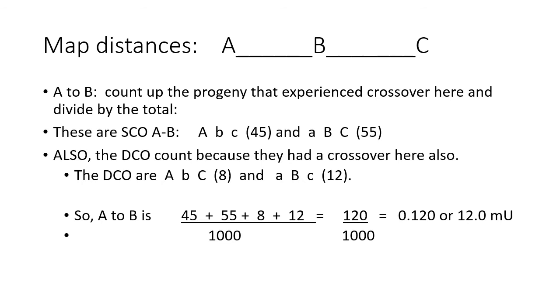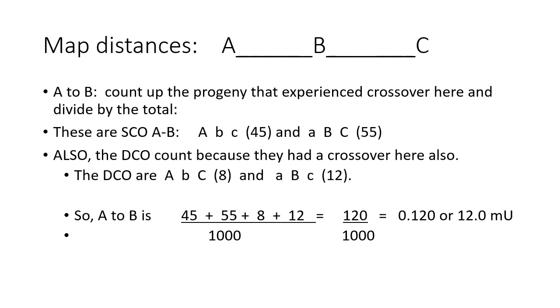Okay, so here's our map. From A to B, we count up all the progeny that experienced a crossover here, and then divide by the total. So these are certainly the single crossovers between A and B. Those are the big A, little b, little c, which is 45, and the little a, big B, big C, 55. But it doesn't seem fair, but you have to also count the double crossovers, because they had a crossover between A and B also. They also had a second one, but we have to count them for the A-B distance.